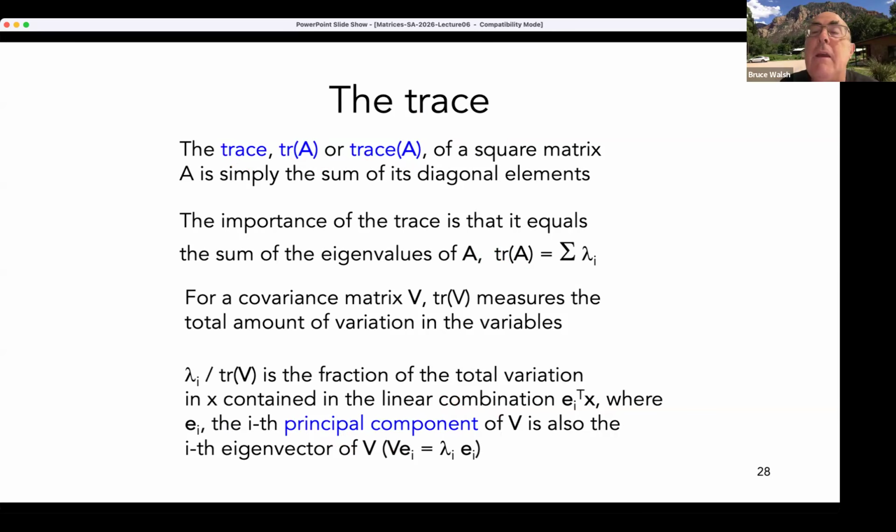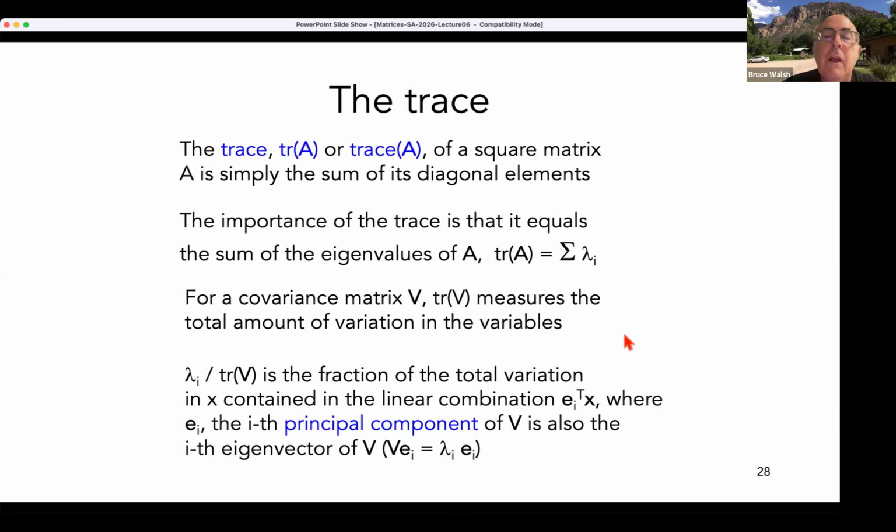So if I have an identity matrix that's 5 by 5, what's its trace? 1 plus 1 plus 1 plus 1 plus 1. Its trace is 5. So with an identity matrix, the sum of the eigenvalues is 5. In fact, with an identity matrix, there are 5 eigenvalues, all of which are 1.